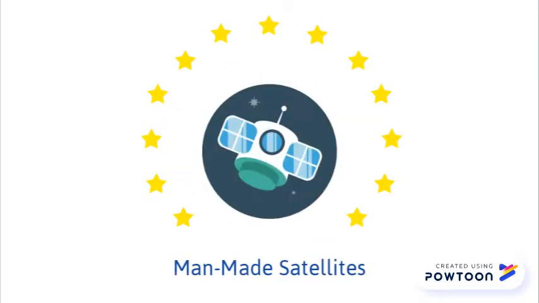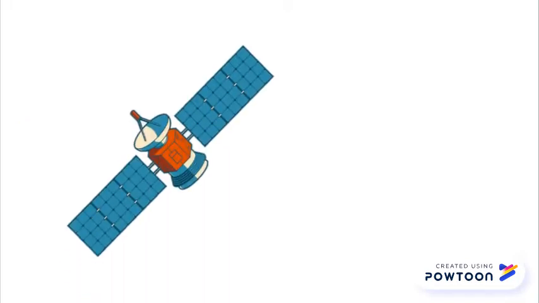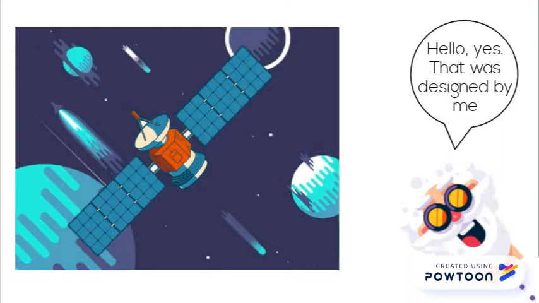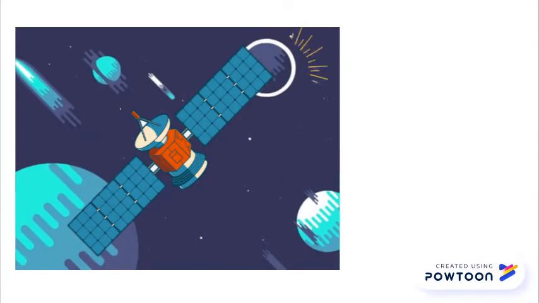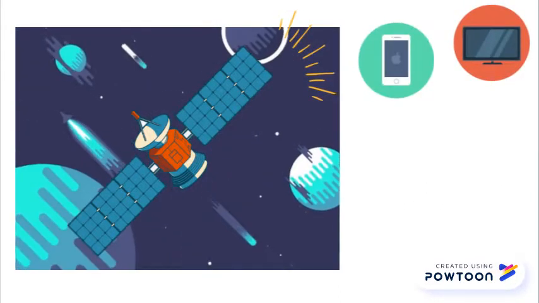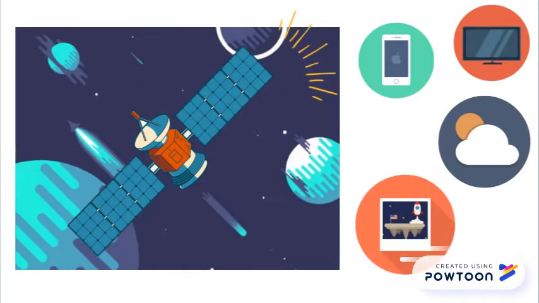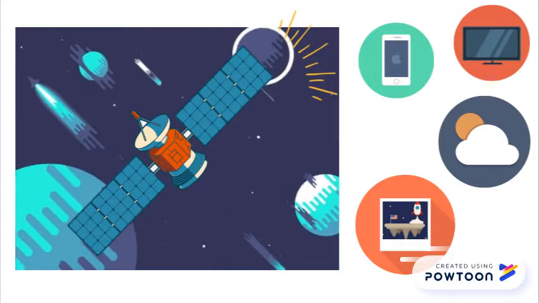And with that said, we have reached the concept of man-made satellites. Man-made satellites are machines designed by us humans to be launched and orbit Earth or other bodies of space. Satellites send signals to TVs and phones all around the world, help predict weather and climate patterns, and also provide satellite images that are useful for scientists studying astronomy.